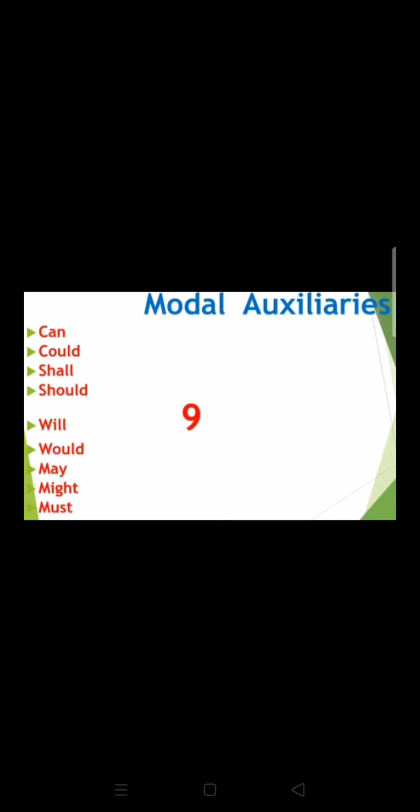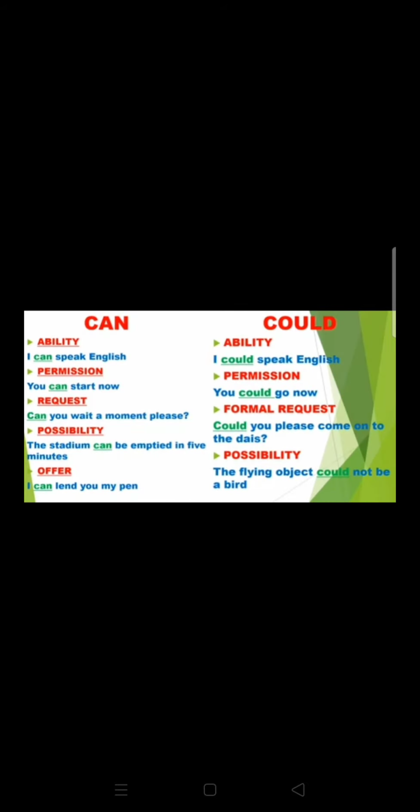Next one, modal auxiliaries. There are 9 modal auxiliaries. They are can, could, shall, should, will, would, may, might, and must. Then we are going to see the usage of these modal auxiliaries. Can is used to express ability, permission, request, possibility, and offer. Could is the past tense of can. It is used to express ability, permission, formal request, and possibility.